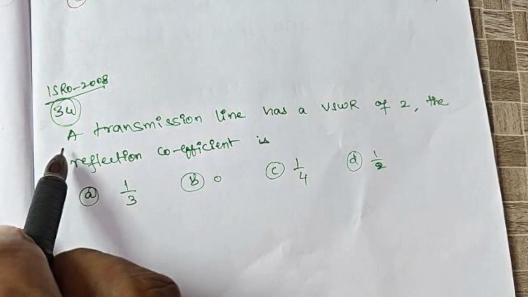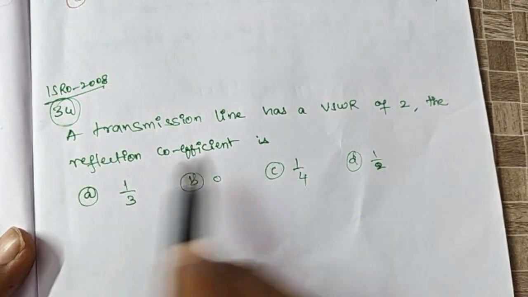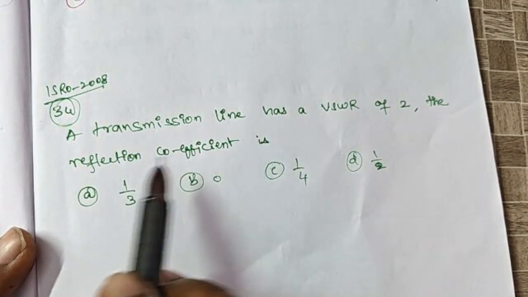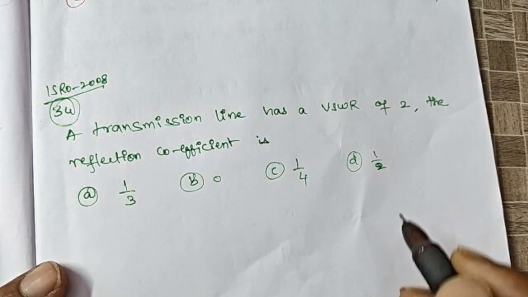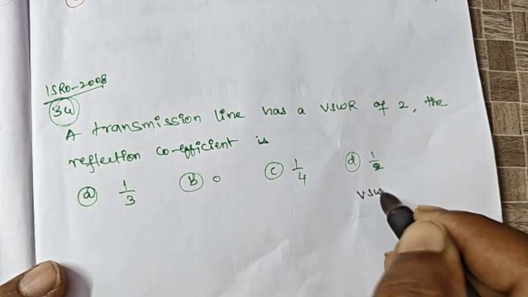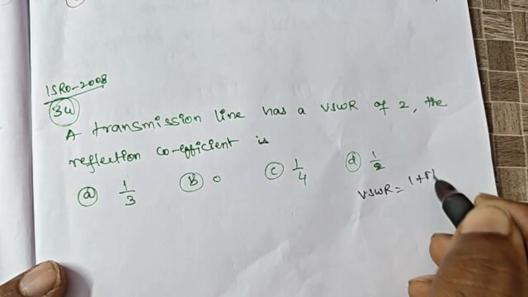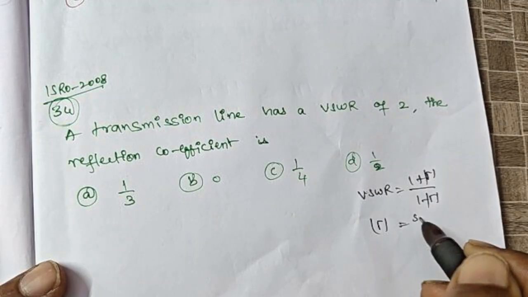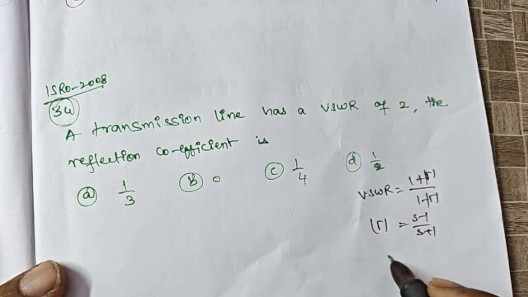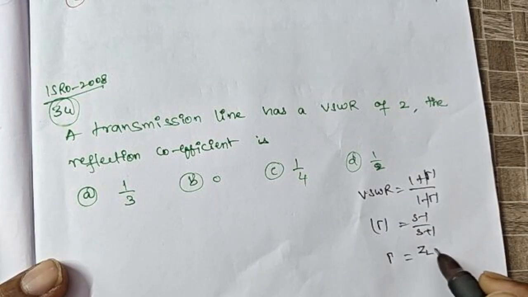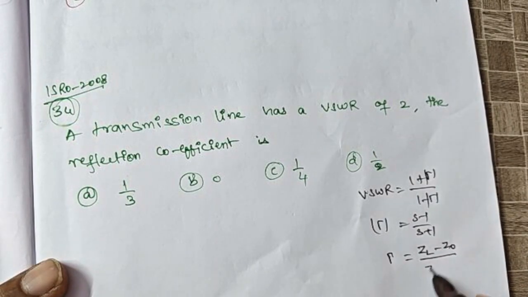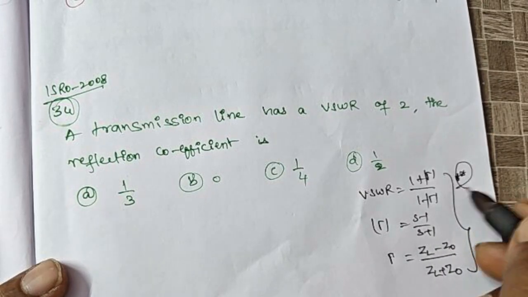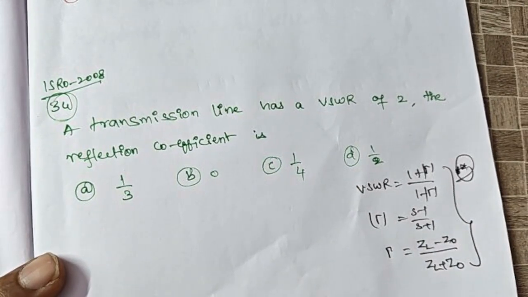Next question. A transmission line has a VSWR of 2; the reflection coefficient is? This is a repeated question, based on the VSWR and reflection coefficient relation. We have to remember the relation VSWR equals (1 plus mod gamma) by (1 minus mod gamma). The reverse relation is mod gamma equals (S minus 1) by (S plus 1), where gamma in terms of load impedance and characteristic impedance is (ZL minus Z0) by (ZL plus Z0). So these three relations are very important. Repeatedly they are asking based on these relations.